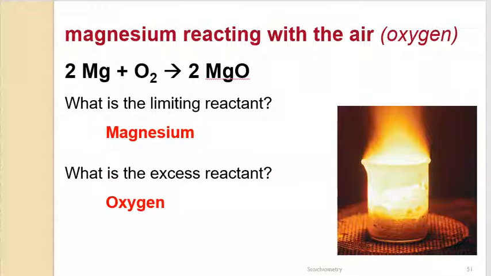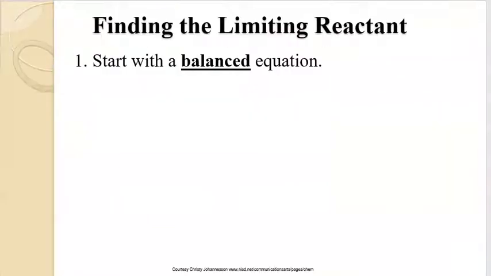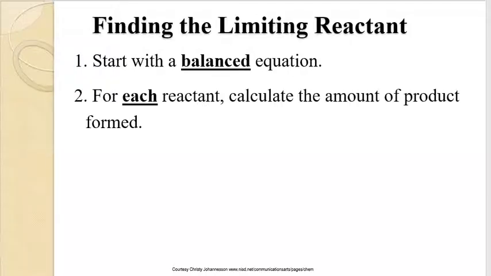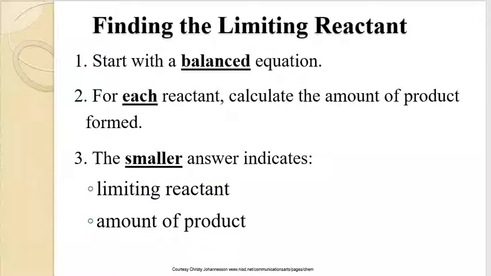All right, so now we're going to think about how we could find our limiting reactant. First, you need to start with a balanced equation. For each reactant, we need to calculate the amount of product formed. And then once you get that, if we calculate two different amounts, the smaller answer will indicate the limiting reactant. It's what you will run out of first, and also the amount of product you can make, because you can't make more product. Like in our grilled cheese example, we could only make 30 sandwiches, and that's because we ran out of our cheese first. Our total amount of product was limited by our amount of cheese.